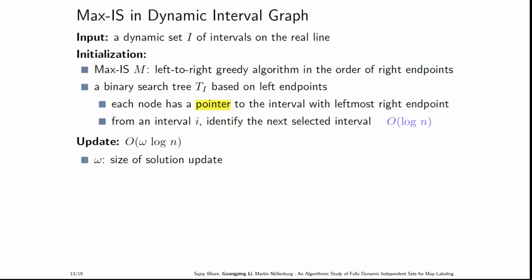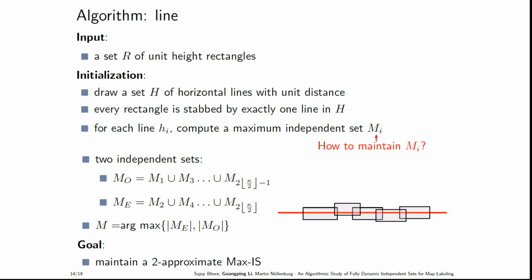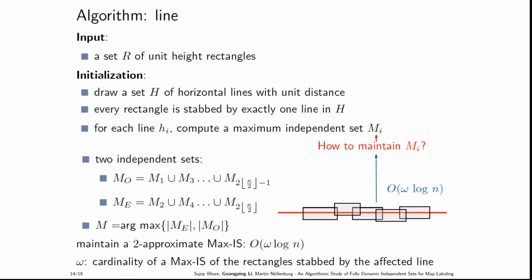This approach is output sensitive to the changes in the solution. It is bounded by the size of the maximum independent set. And back to the rectangle approach line. With our dynamic interval graph approach, we could maintain a maximum independent set for each stepping line. Thus, we could maintain this 2-approximate maximum independent set for the rectangle set with O(ω log n), where ω is the size of the solution change on the affected line.